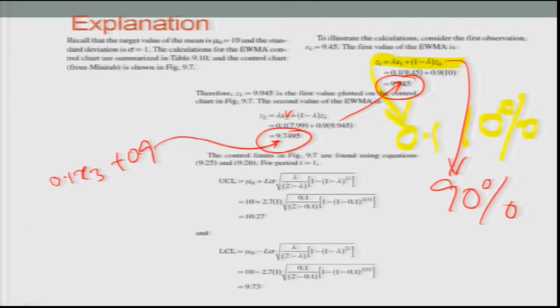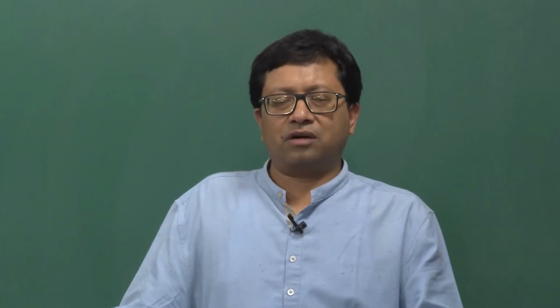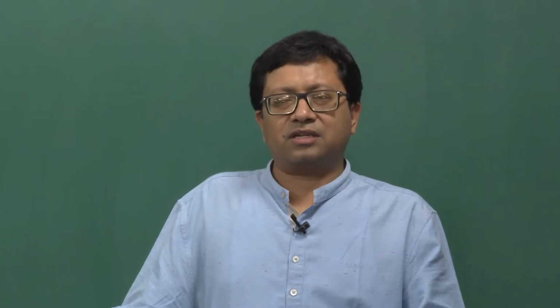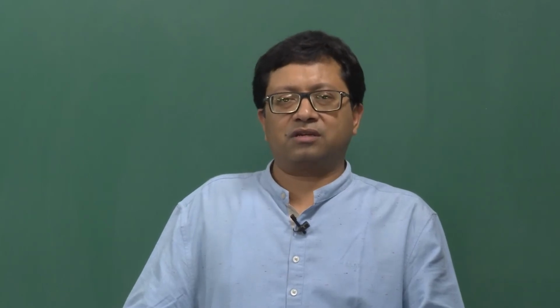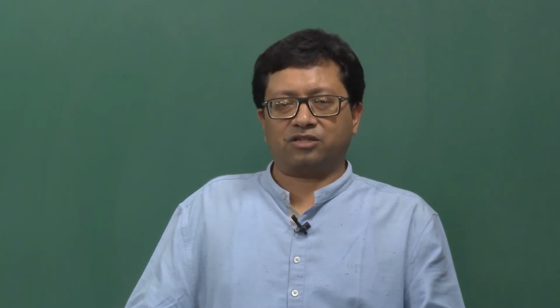We will continue doing it based on the L value which you have already selected. If I find out the UCL value, it comes out to be 10.27 and the LCL value comes out to be 9.73. With this we will close the initial calculation for the exponential moving average charts and continue the discussion further in the next class, which will be the 30th lecture.